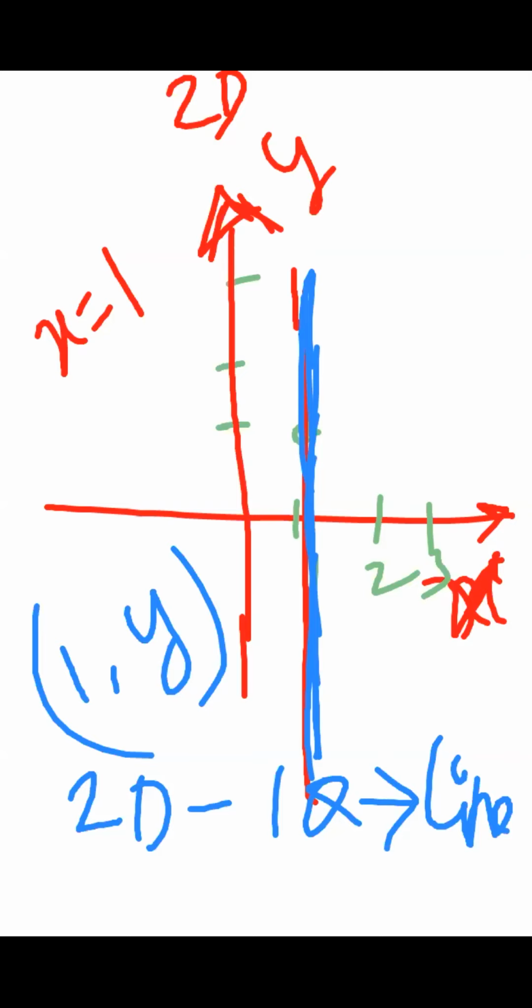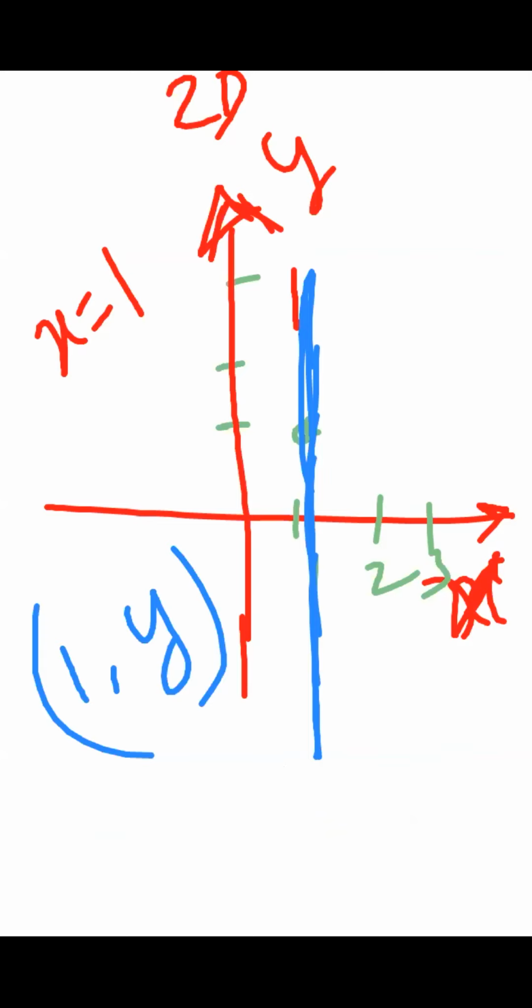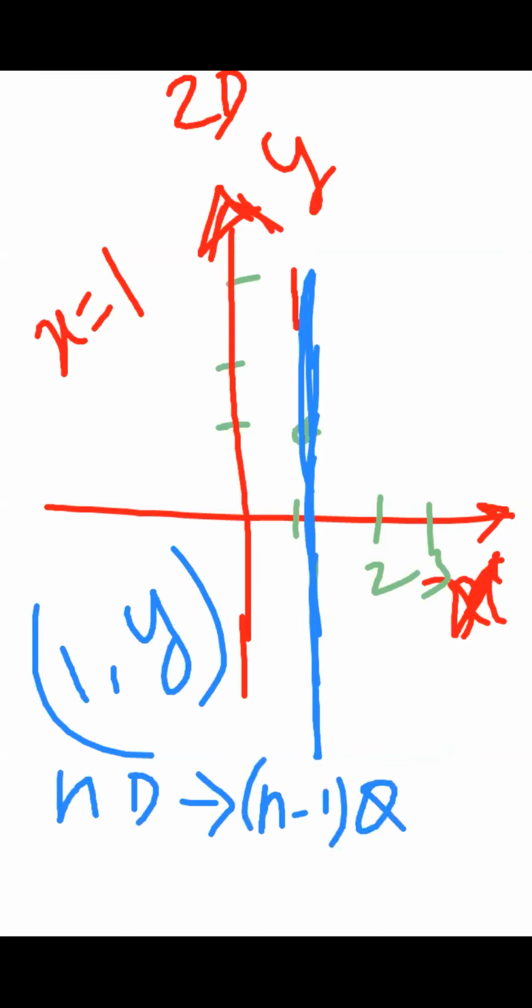Similarly, in an n-dimensional coordinate system, if n minus 1 quantities are given, then what will it give? It will give you the line only. It will give you a line.